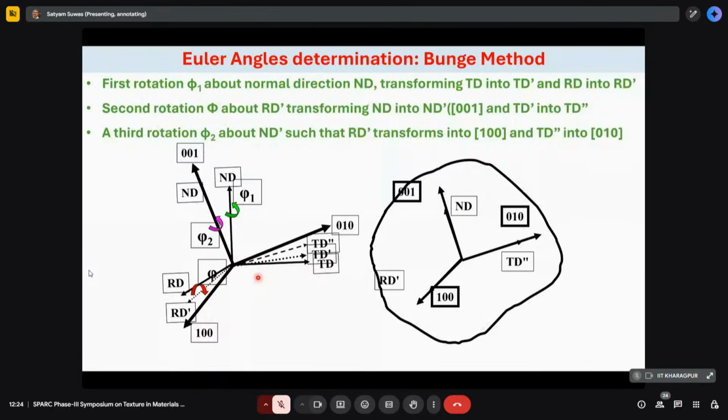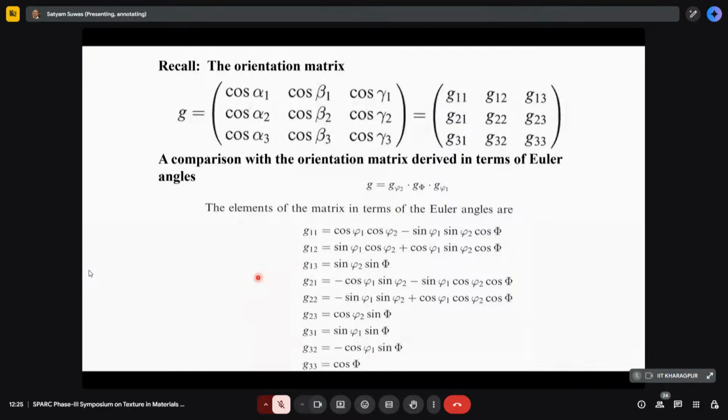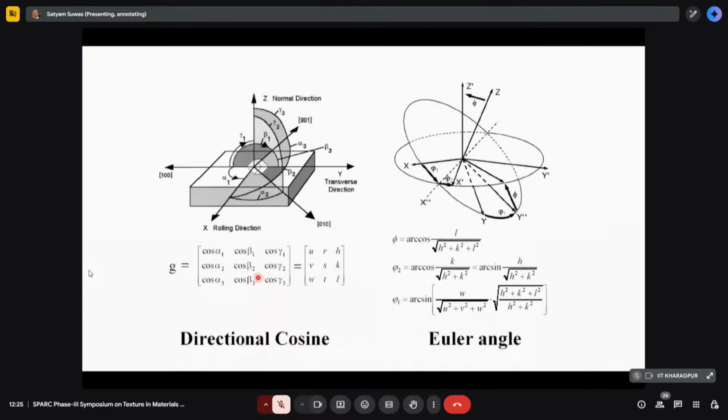Similarly, suppose some crystal is inclined to the specimen frame of reference, then you may have to give all three angles, three rotations, to make it coincident with the specimen frame of reference. And this essentially leads to the three-angle representation. And this rotation, if you consider in terms of direction cosines, will come as three matrices, and the product of these three matrices gives you the total orientation matrix. This I leave with you. You can do your exercise.